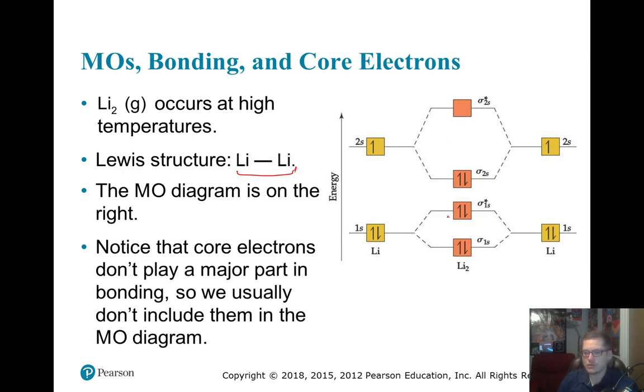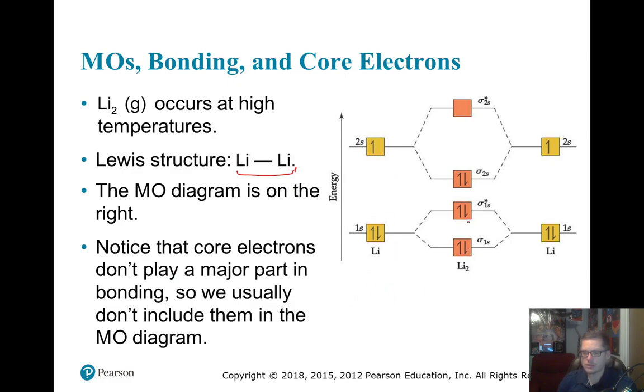Now, one thing to take note of is that this is going up in energy. So the distance from this level to this level is your change in energy, your energy difference between your bonding and your anti-bonding. Notice that your 2s has a much bigger difference in energy between the sigma 2s and the sigma star 2s. As you go to higher and higher energy levels, this distance between them gets bigger and bigger.